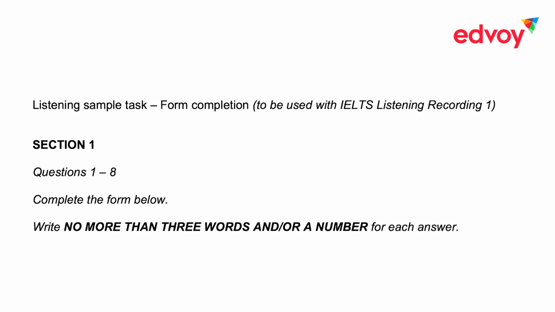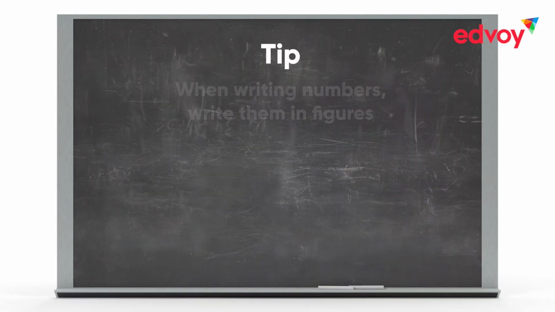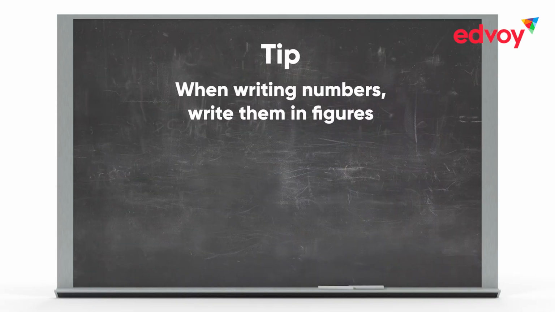Now, this may sound obvious, but the first thing you should do is look at the instructions. This will tell you how many words and numbers you will need to provide. If you write more words than is necessary, your answer will be marked wrong. Also, keep in mind that if you do need to write a number, then you should write it in figures.